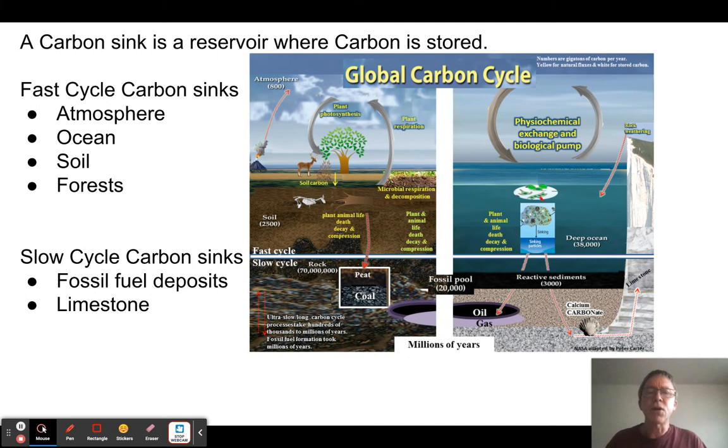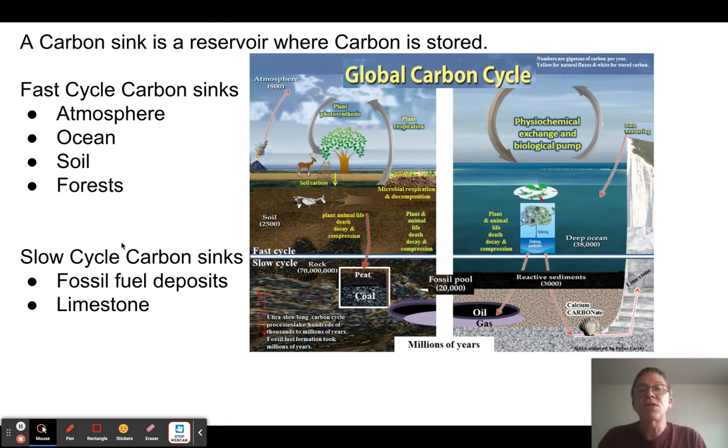But we call it the fast cycle because it doesn't stay there very long. But the longest place anywhere of these things it will stay is in trees. And trees maybe live to be on average maybe 1,000 years. So we're talking about the fast cycle being less than 1,000 years, often significantly less, often maybe just days or a year or two.